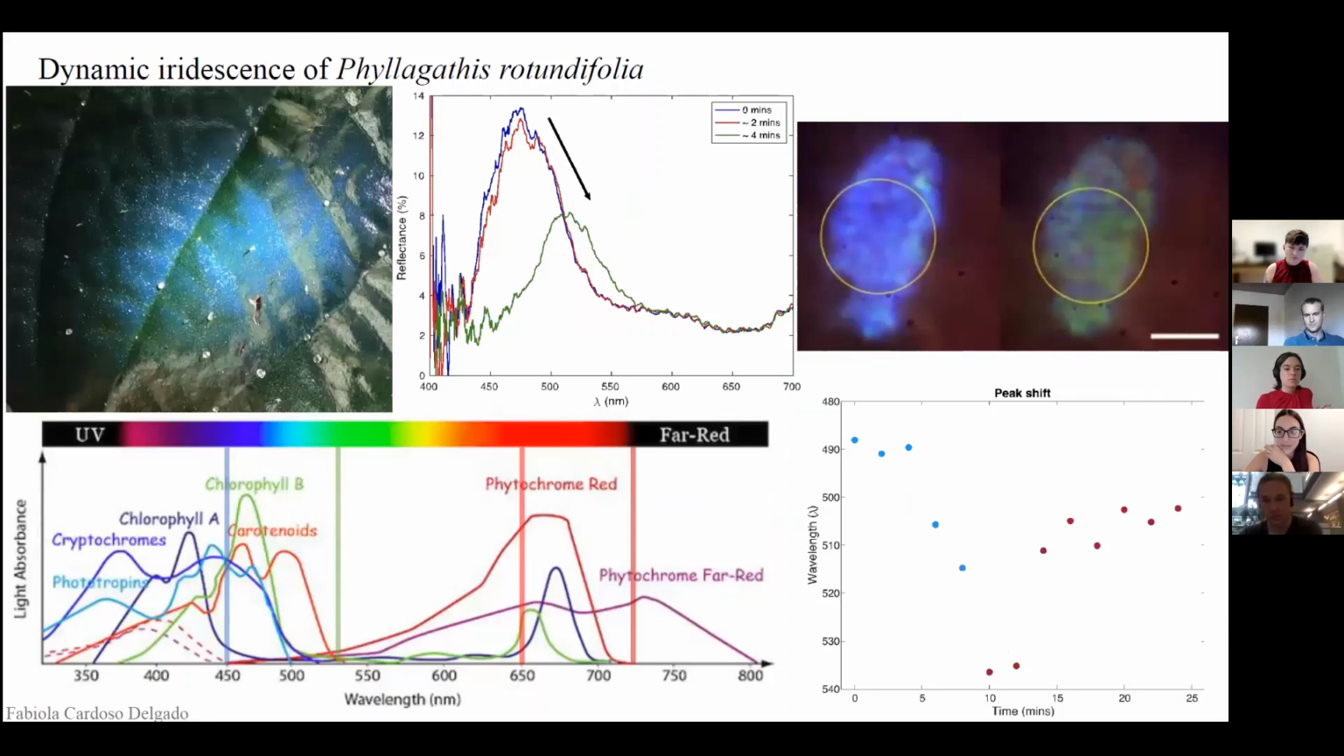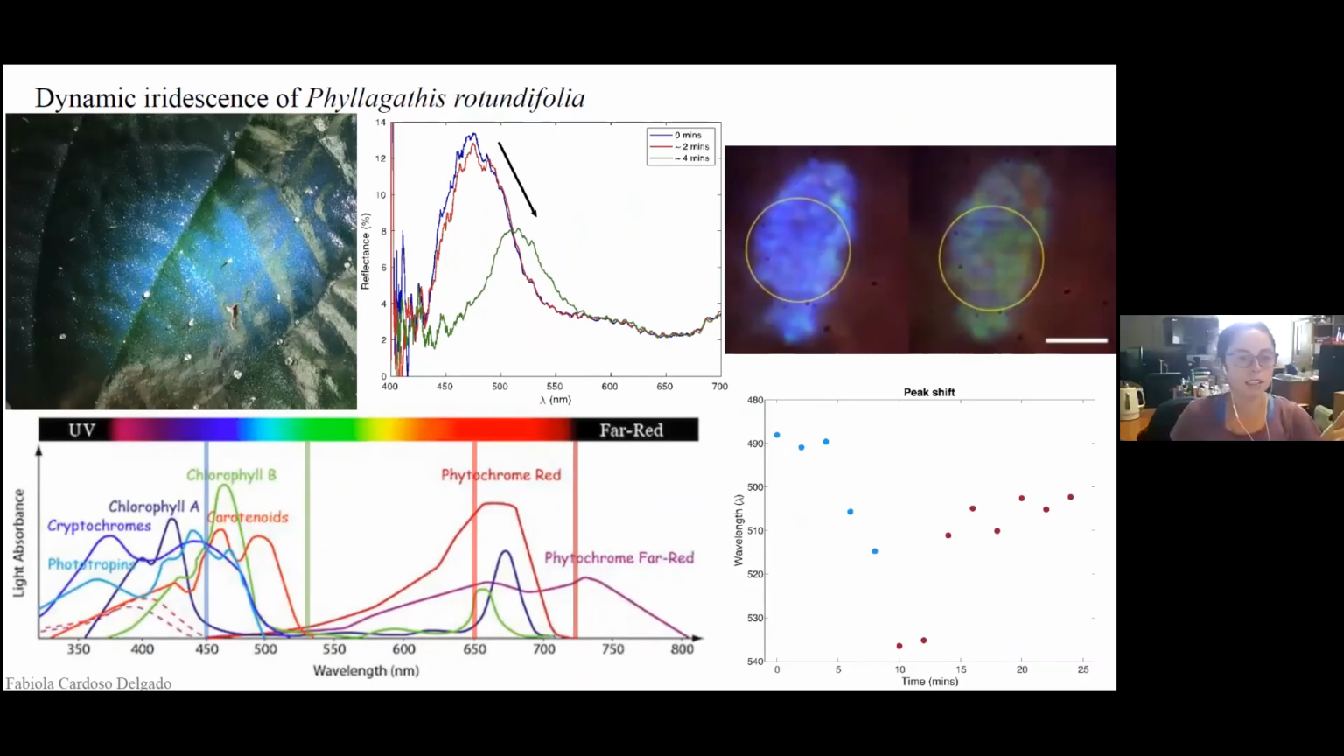Okay, cool. So my name is Fabiola. I'm a PhD student with Heather Whitney and Tom Oliver at the University of Bristol too. So my research is in Phyllagathis rotundifolia. It's another understory plant from Malaysian rainforest that displays blue leaf iridescence, as can be seen in the top left image. Hugh and Miguel have done a bit of the background of how this iridescence originates in the leaves.